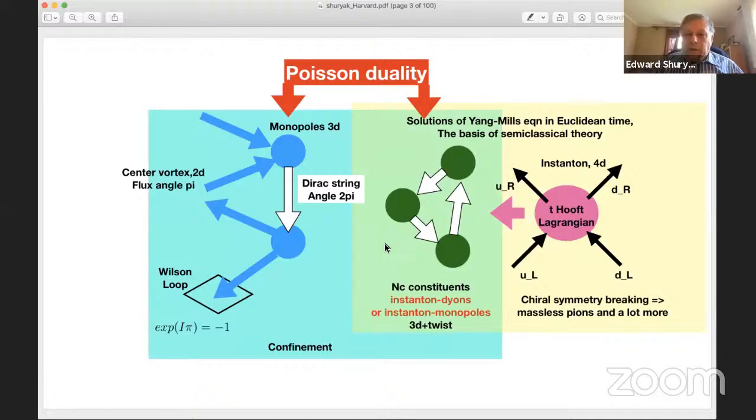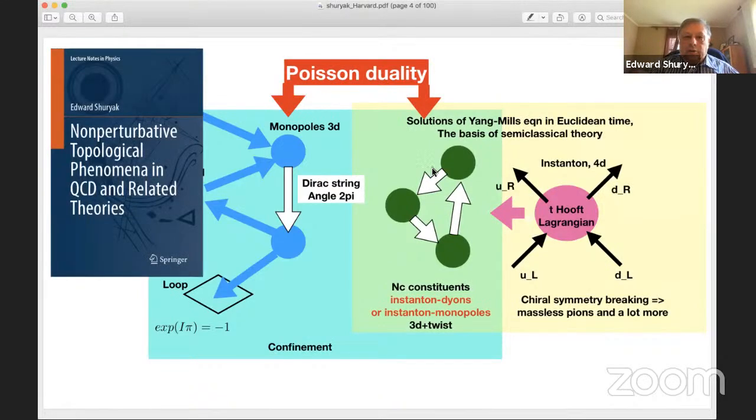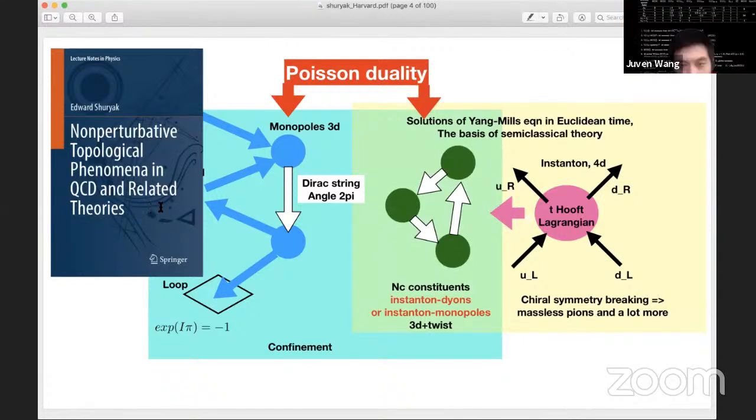So that would be another set of players. And then there is this Poisson duality, which tells us that if you work in terms of monopoles, or semi-classically in terms of instanton-dyons, we have two different looking formulas, which in the end become the same partition function. So all of this is in this book, which appeared this summer. That is where it is done in detail. Do you have questions?